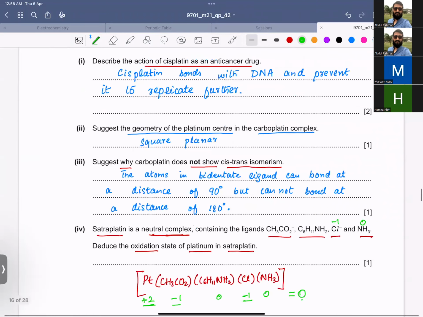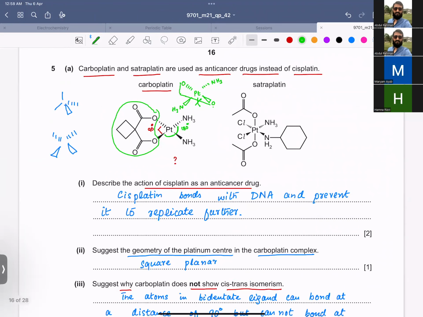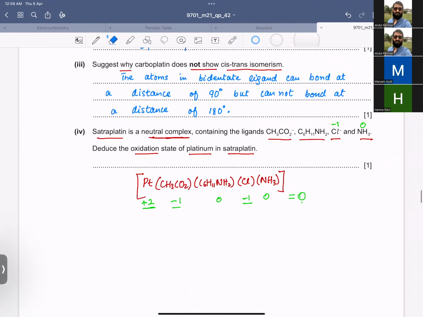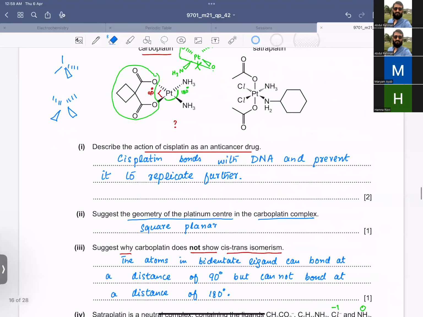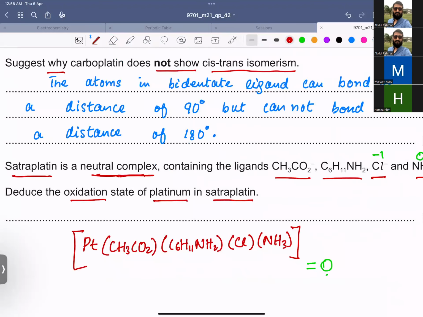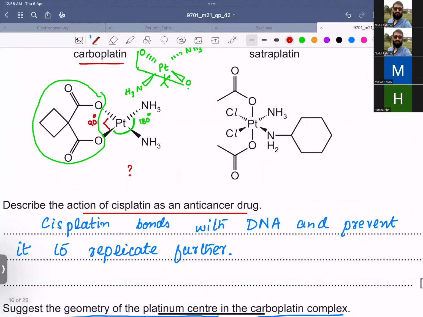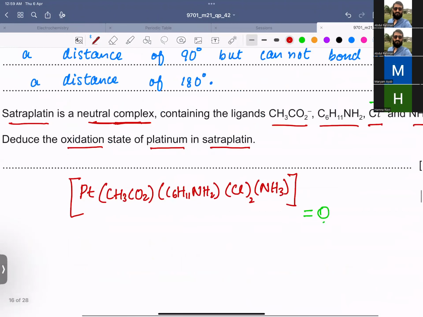But let me check again. There are 2 chlorine. The net charge is 0. There is only 1 ammonia. And there are 2 ethanoates, right? Okay. So it's like this.